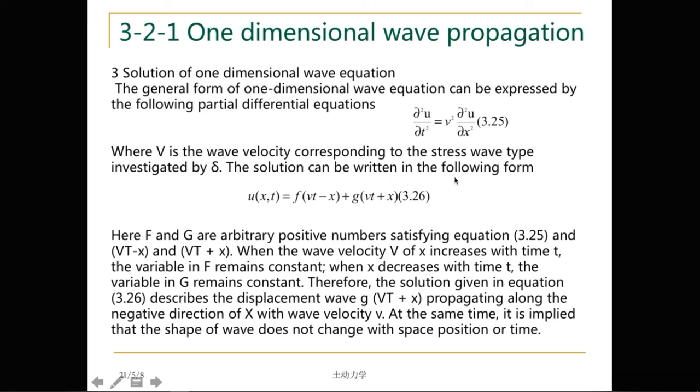The solution can be written in the following form. Usually, we have this form of solution: u(x,t) equals f(vt minus x) plus g(vt plus x). Here, f and g are arbitrary functions satisfying equation 3.25, of vt minus x and vt plus x. When the wave velocity v and x increase with time, the variable in f remains constant. When x decreases with time, the variable in g remains constant.